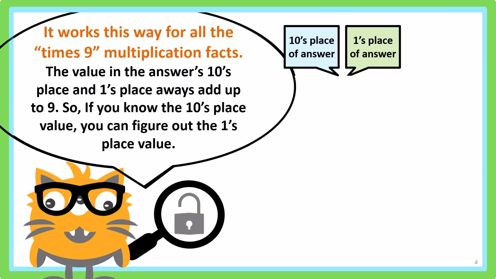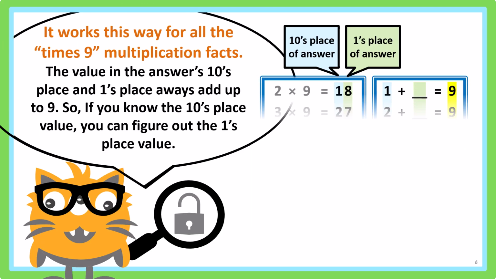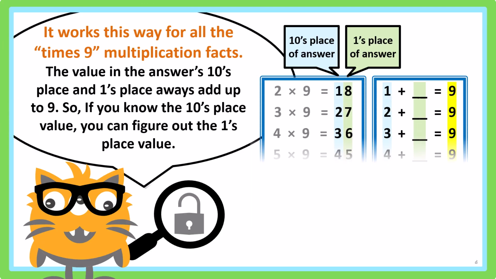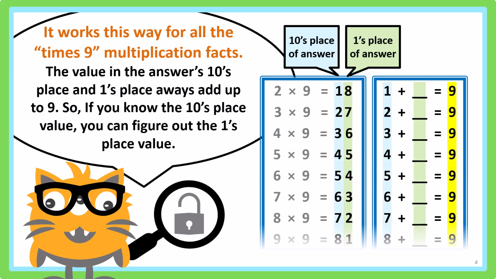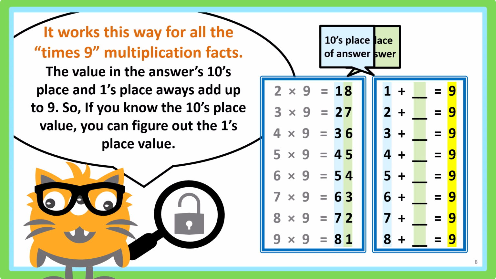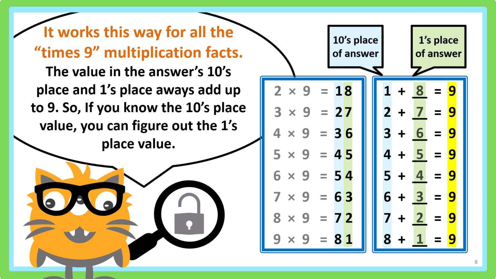It works this way for all the times 9 multiplication facts. The value in the answer's tens place and ones place always add up to 9. So if you know the tens place value, you can figure out the ones place value because together they always add up to 9.